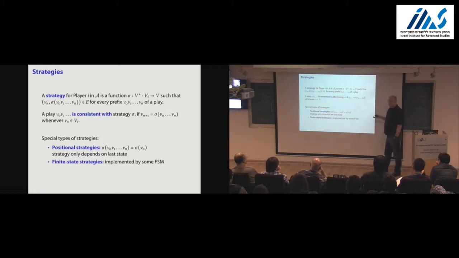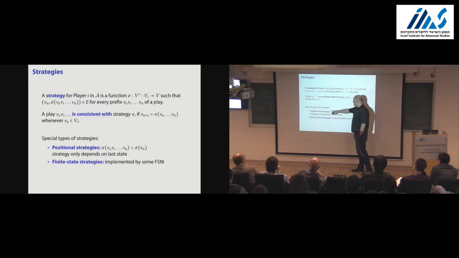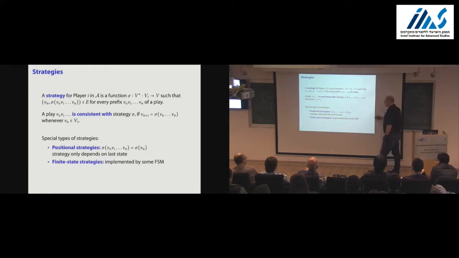Now, there are various special types of strategies. A positional strategy or memoryless strategy only depends on the last state. So that means that rather than talking about the entire history, it suffices to talk about the last state. And actually, in these very simple games that we're going to talk about, reachability, Büchi, and parity, there exist positional strategies, so that's fine. A generalization of this would be finite state strategies, where you can realize this strategy with a finite state machine.